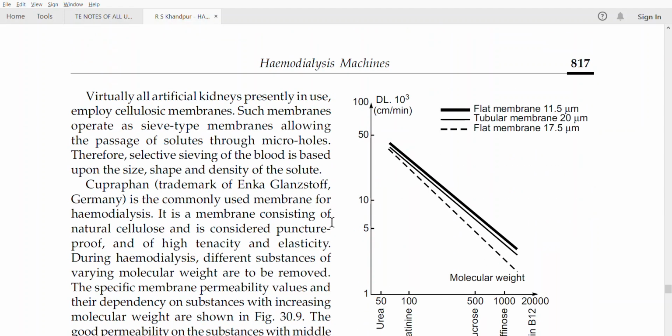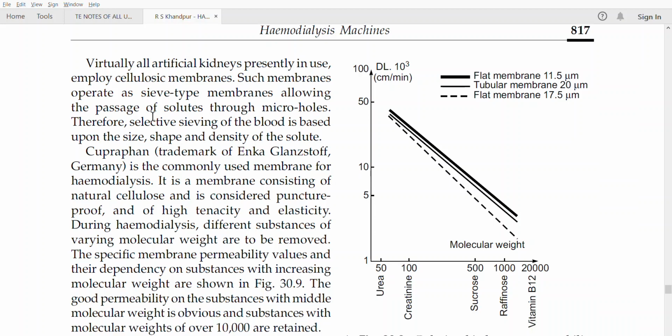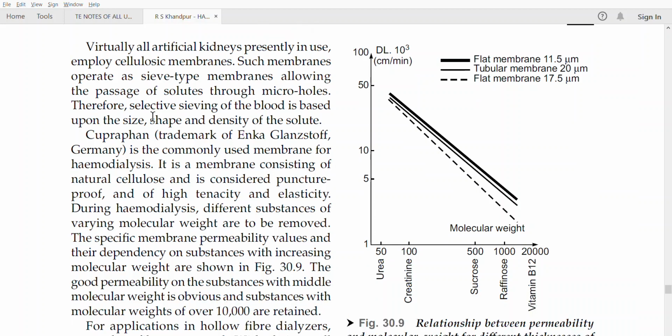Virtually all the artificial kidneys present employ cellulosic membranes. Such membranes operate as sieve type membranes, allowing the passage of solutes through the micropores. Therefore, the selective sieving of the blood is based upon the size, shape, and the density of the solute. Cuprophan, the trademark of Enka Glanzstoff, Germany, is a commonly used membrane for hemodialysis. It is a membrane consisting of natural cellulose and is considered puncture proof, with high tenacity and elasticity. So it shows the strength of this material during wet conditions.